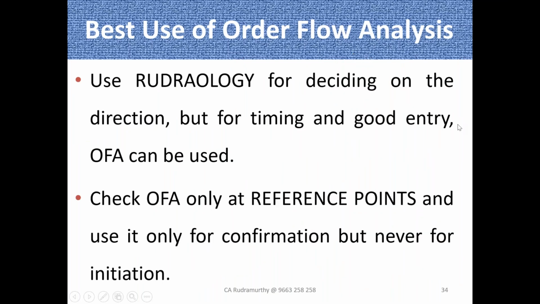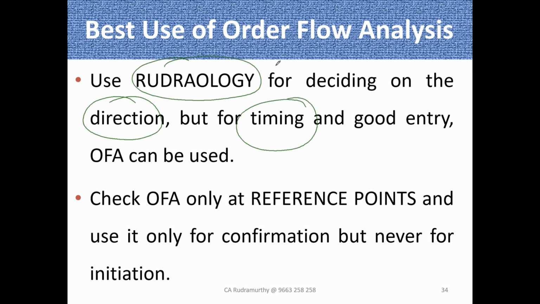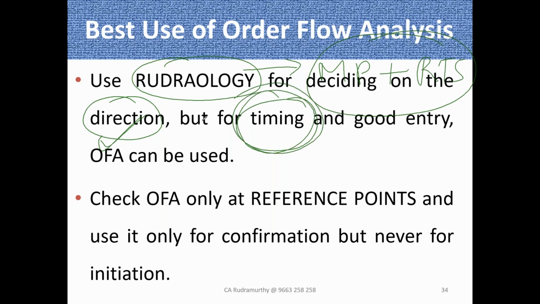I always use Rudraology personally when it comes to deciding the direction. To know whether the market is going up or coming down, I definitely don't use order flow. Order flow is used for timing, whereas for direction, I use Rudraology, which is nothing but market profile plus my Rudramurthy trading system. I use that to decide the direction of the market, and to time the market, whether that particular direction is losing strength or gaining strength.